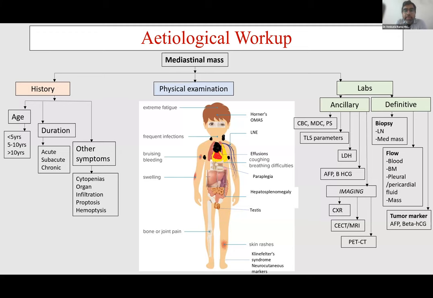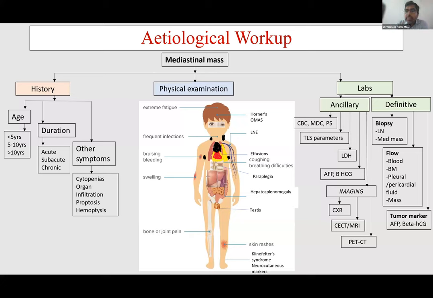Moving on to imaging, the first investigation that we do is a chest X-ray. Chest X-ray is a very good indicator to confirm our diagnosis of a mediastinal mass. Then we look at how critically the airway is obstructed, and whether there are any effusions in the pleural cavities, so that we can relieve some respiratory distress by draining this fluid. The fluids themselves can also help us in establishing the diagnosis in this child.